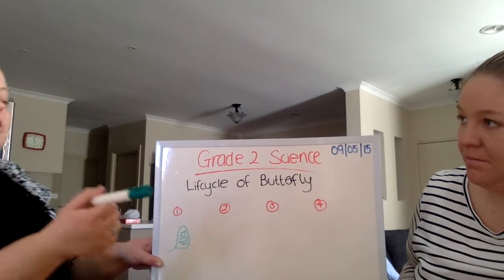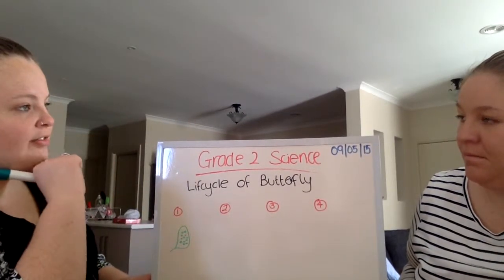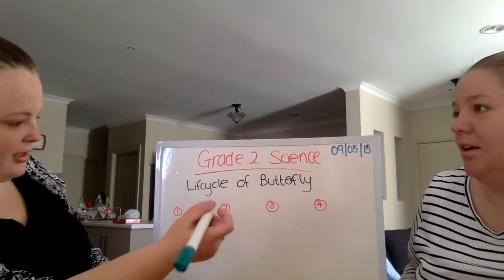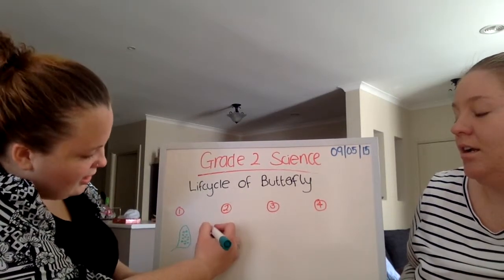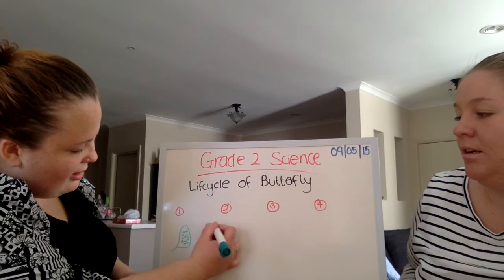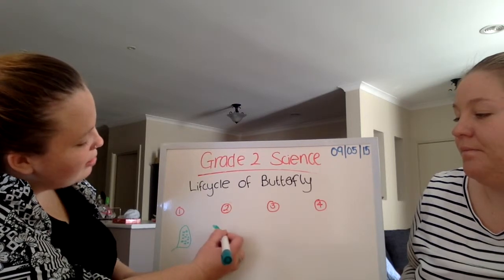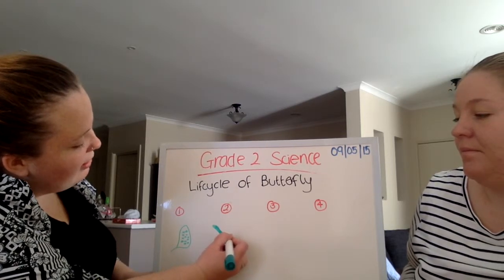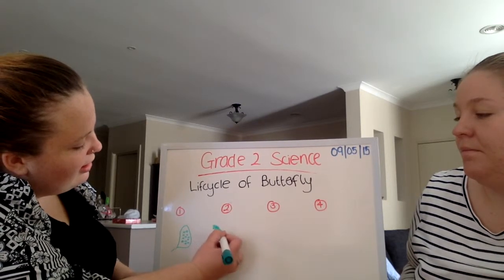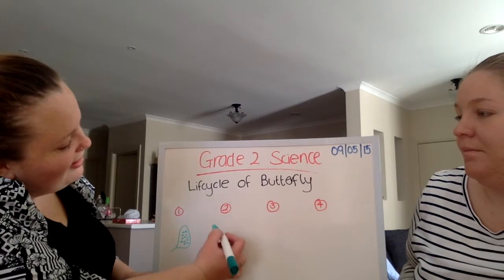Okay, Jessica, can you tell me what the second stage of the life cycle of a butterfly is? When the egg turns into a caterpillar. Yeah, perfect. Well done. So I'm just going to draw a little caterpillar here. I think some of you guys would be better at drawing this than me. Okay.